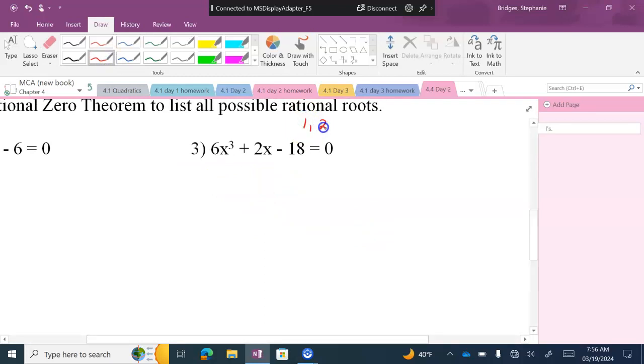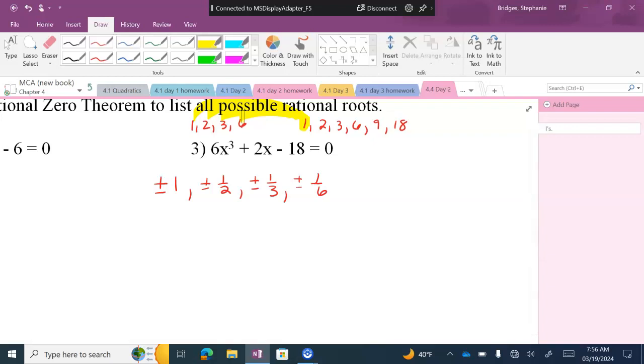Factors of 18? 1, 2, 3, 6, 9, 18. And factors of 6: 1, 2, 3, 6. Ready? Okay. Plus or minus 1, plus or minus 1/2, plus or minus 1/3, plus or minus 1/6. That's what I get from using 1 with each one of those. Is everybody good with that? Okay. Then we're going to do the same thing with our 2.